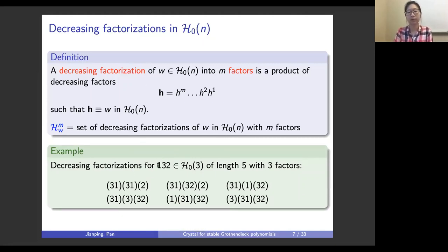For example, we have 1-3-2, which is a reduced word, but we can always expand it using the equivalence relation. So 3-1-3-1-2 is a decreasing factorization of the element 1-3-2 in the 0-Hecke monoid. And we use the notation H_W^M, where W is the reduced word and M is the number of factors. In this example, I listed 6 decreasing factorizations. They are all the decreasing factorizations for 1-3-2 of length 5 and 3 factors.